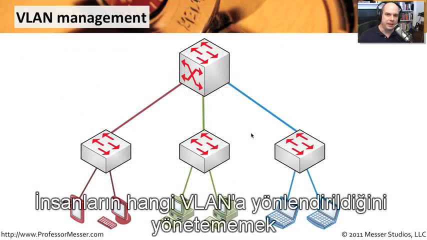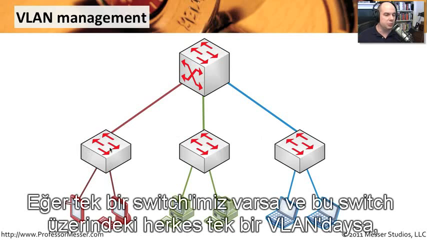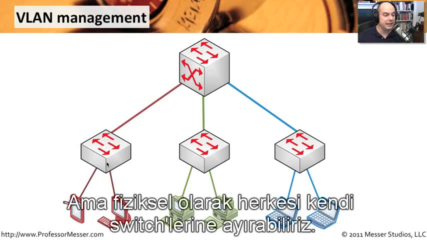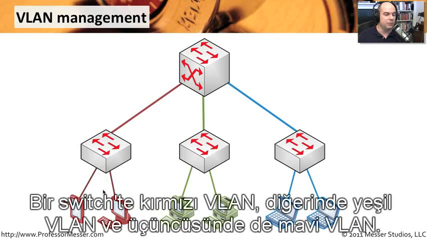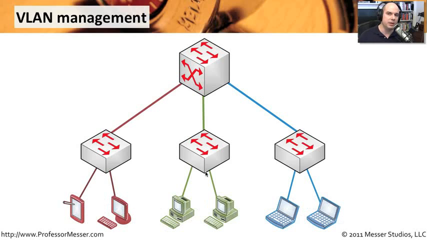Without any way to manage where somebody's plugged in on a VLAN, it becomes a little more difficult to manage. If all we had was a single switch and everybody on that switch was on one VLAN, we would not only have to logically separate, but really physically separate everybody onto their own switch. You'd have red VLAN on one switch, the green VLAN on another switch, and the blue VLAN on a third switch. And if we wanted to communicate between those, everybody would go up to a router and then be sent down to the VLAN they wanted to talk to.